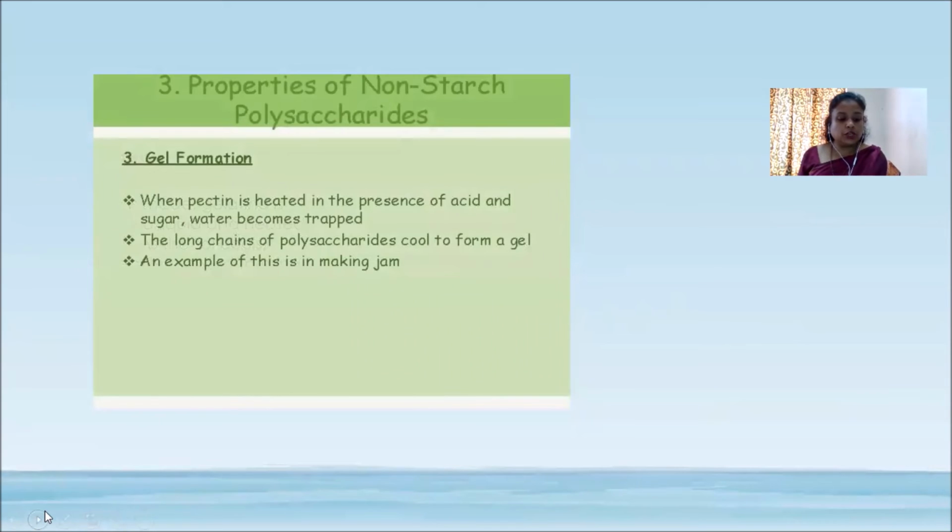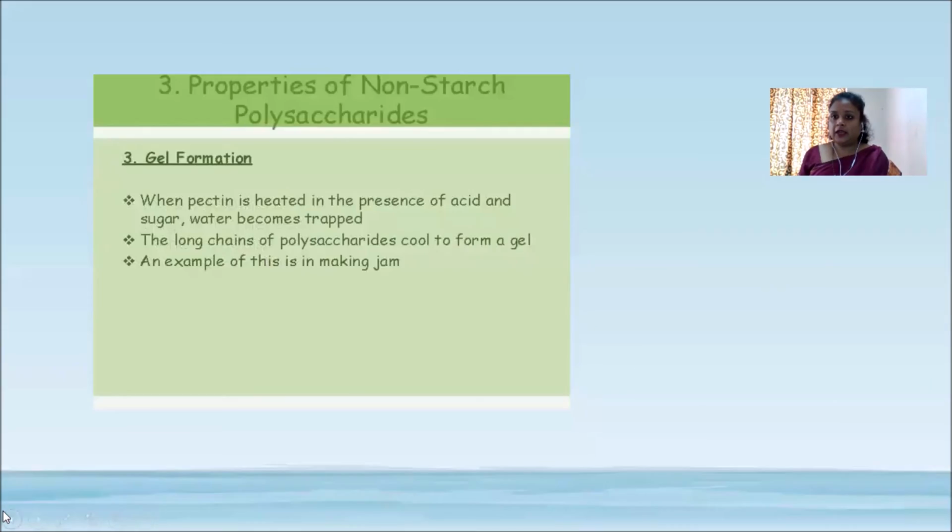Last is the gelation, or you can say gel formation. Talk about this gel formation. I've already explained to you about the gel formation. Here you have a colloidal system in which solid forms a three-dimensional cross-linked network which holds the liquid. So where pectin is heated in the presence of acid and sugar, water becomes trapped. The long chain polysaccharide cools to form a gel. An example of this is making jam.